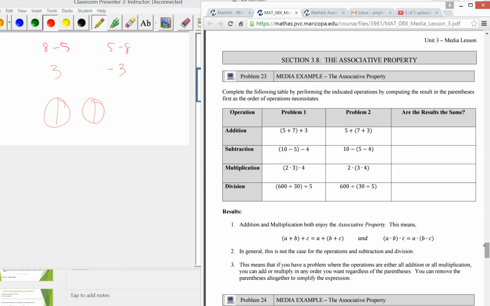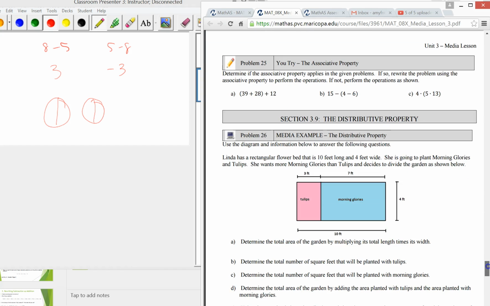Okay. For the associative, we look at all of the operations and group in different ways and have them see if the results are the same. So have them do what's in parentheses first to illustrate that they are not. Okay, and the bonus for this is, since addition and multiplication are associative, you can multiply or add in any order you want if it's all addition or multiplication, which can be useful.